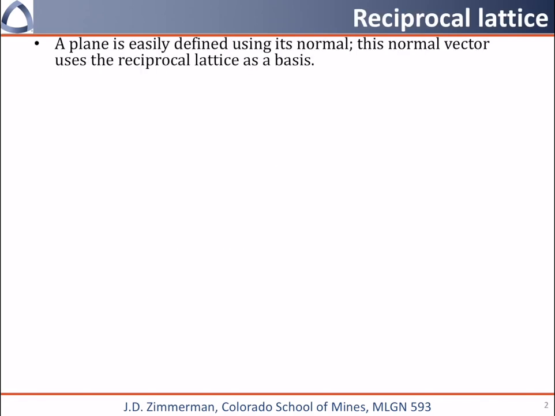Earlier in the class, we talked about lattice planes, and we defined them using a vector normal to the surface of each of those planes. So when we described this vector, we had to use a special basis for describing that, and that basis was in reciprocal space. We used the reciprocal lattice. We also went through some definitions of the reciprocal lattice.